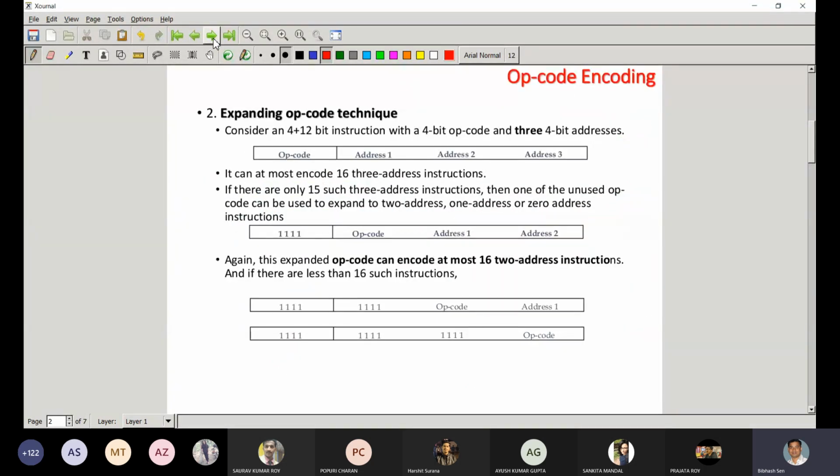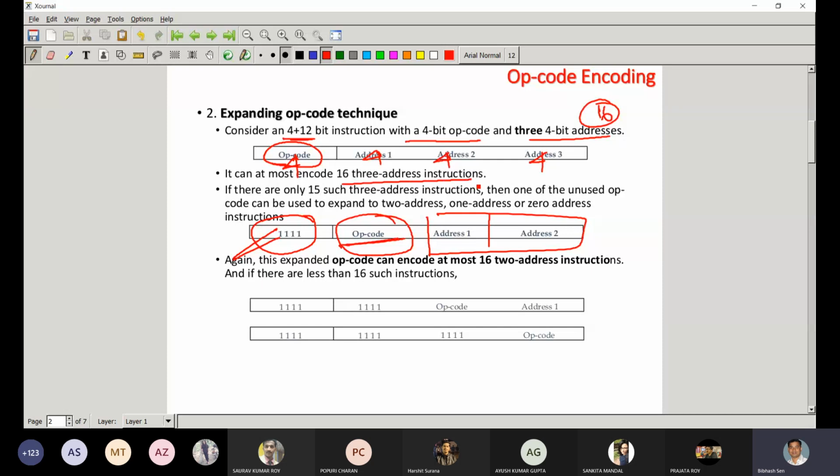Now in the expanding opcode technique, consider a 4 plus 12-bit instruction format with a 4-bit opcode and three 4-bit addresses. So it is also 4-bit, also 4-bit, also 4-bit, and this is a 4-bit. Actually, total is a 16-bit instruction format. Sometimes the same opcodes are there. Now the address becomes 2 fields, so this is also allocated for the opcode, and this is fixed. It can encode almost 16 3-address instructions in this case, because with 4 bits, 2 to the power 4, how many instructions are possible? 16. So at most we can encode 16 3-address instructions.